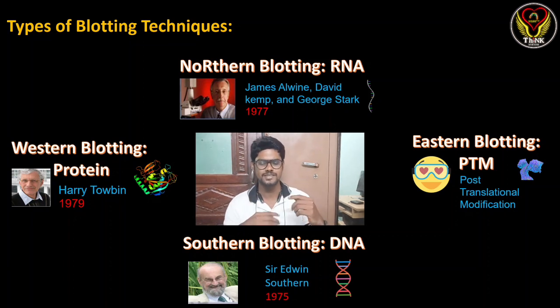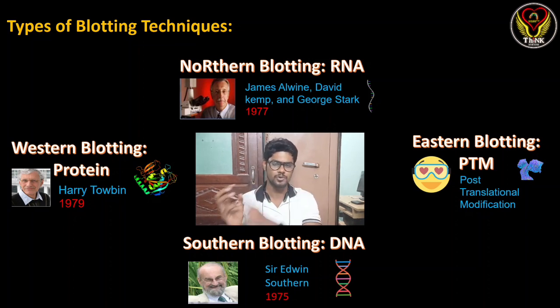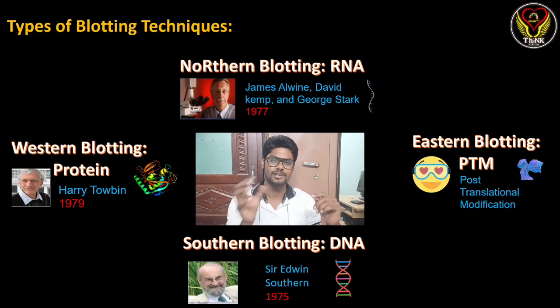And coming to the western blotting, it was discovered by Harry Towbin in 1979. This is to analyze protein. Like southern is for DNA, another hack is you can remember D for down. Down means south. So southern is for DNA, down. And northern blotting is for RNA, north, and western blotting is for protein.